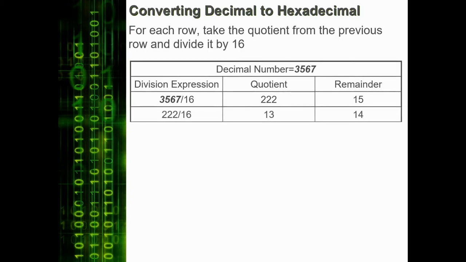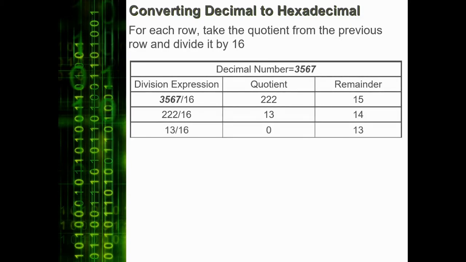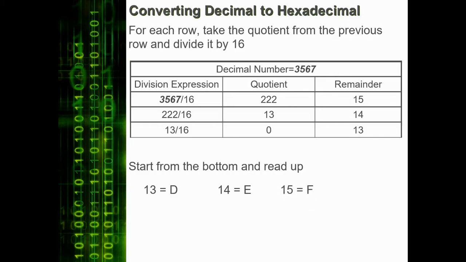So take 222 and divide it by 16. You get 13 with a remainder of 14. 13 divided by 16 is 0 with a remainder of 13. We are again going to read our remainders from the bottom up. 13 in hexadecimal is represented by the letter D, 14 by the letter E, and 15 by the letter F. So the hexadecimal representation of 3,567 is DEF.